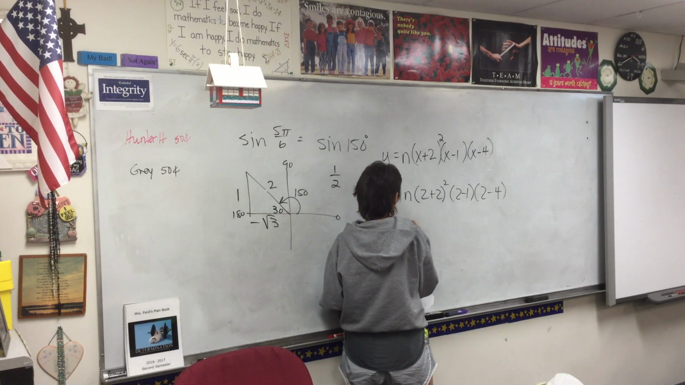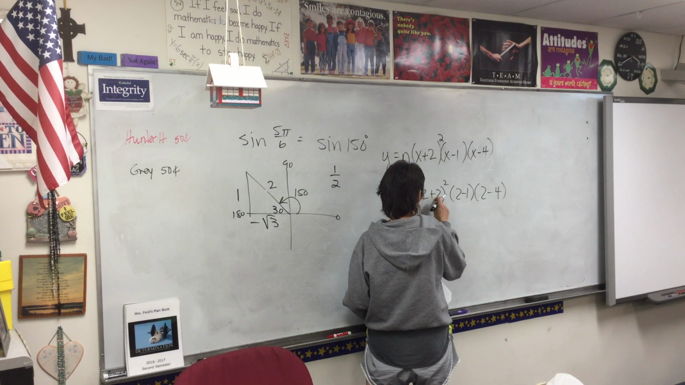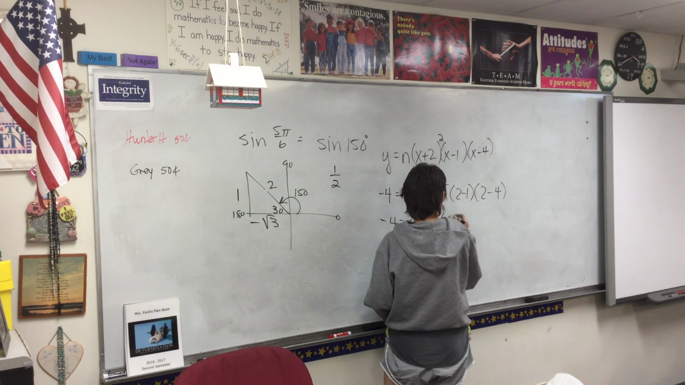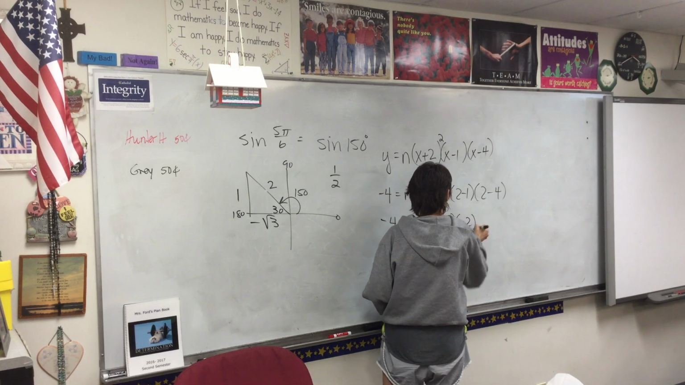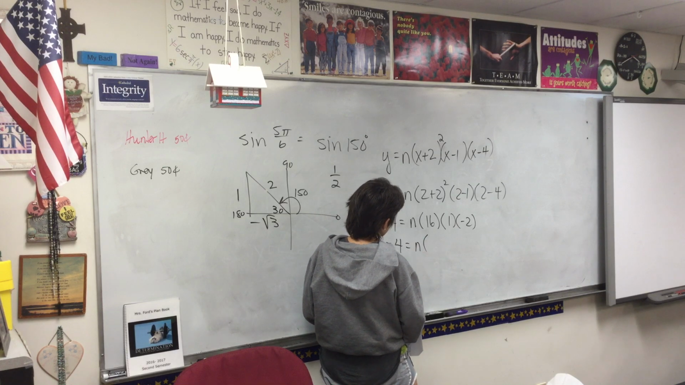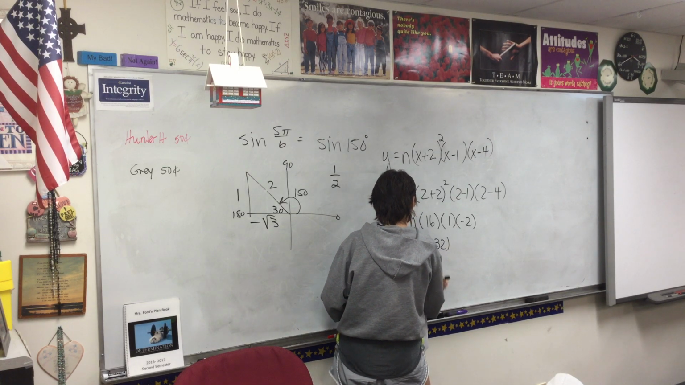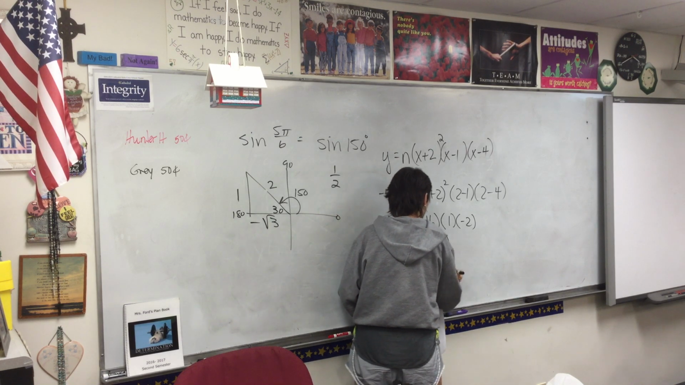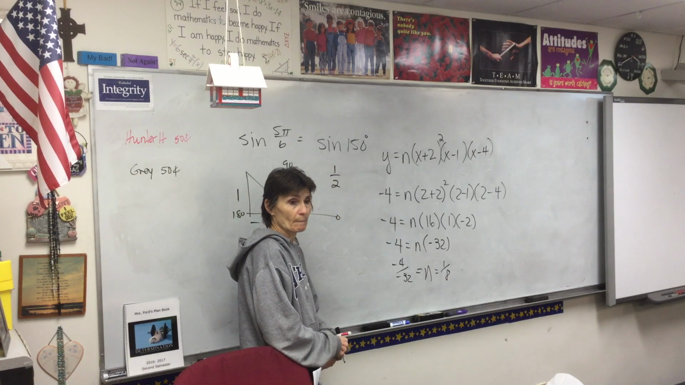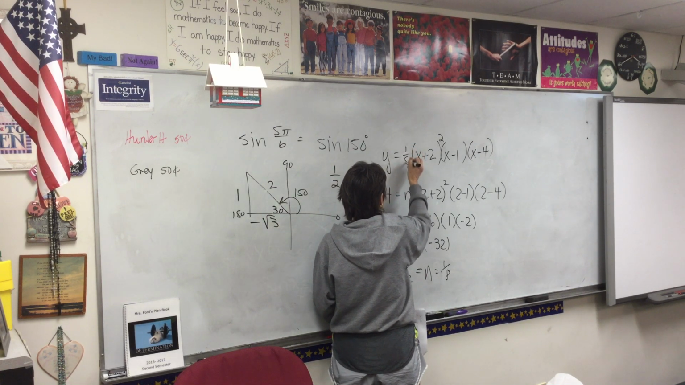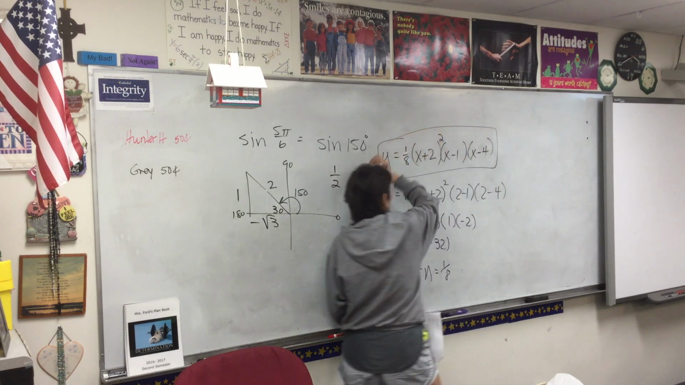So here we go. -4 equals n times 2 plus 2 squared, 2 minus 1, 2 minus 4. So -4 equals n times -32. So n equals -4 over -32, which is 1/8. Right? And then I go back and I put that in right here. And that is what goes in the answer blank.